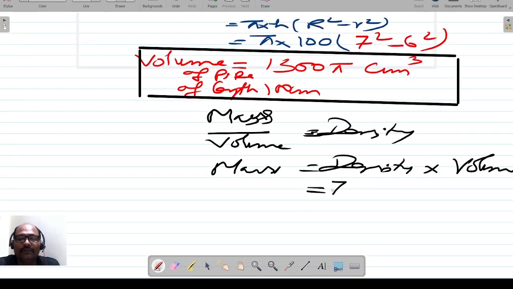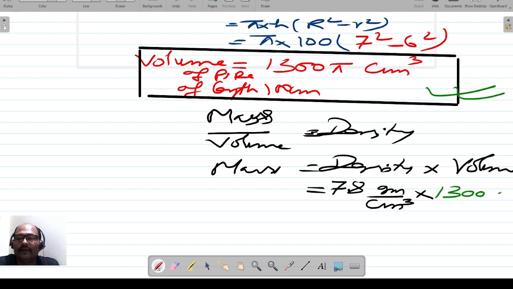Okay, so this value we'll put up over here. So when putting up the value, we'll get 7.8 gram per centimeter cube into volume. What is volume? From here we will take the volume. The volume is here 1300 pi. What will be the value? This will be coming as 7.8 into 1300, that is 78 into 130. 10 will be cancelled out over here due to this decimal.